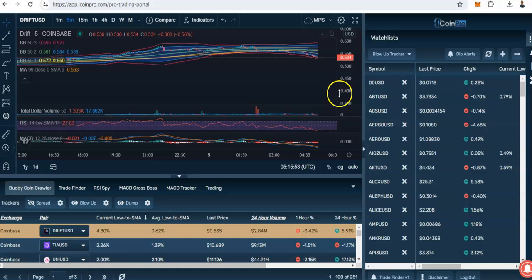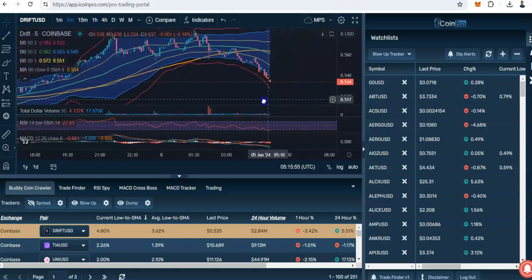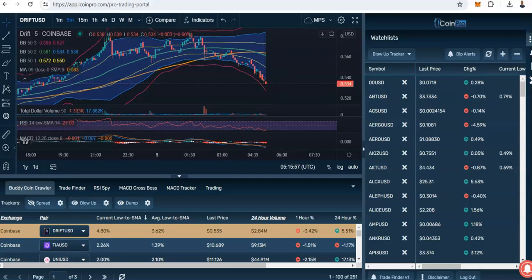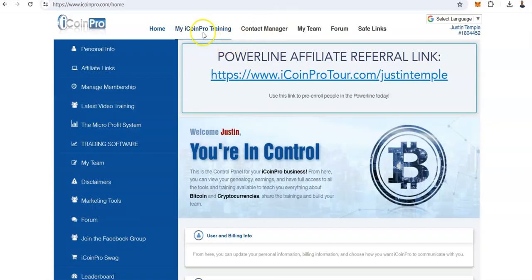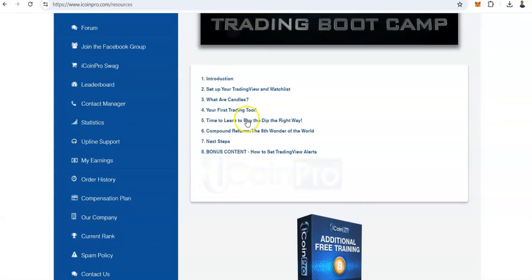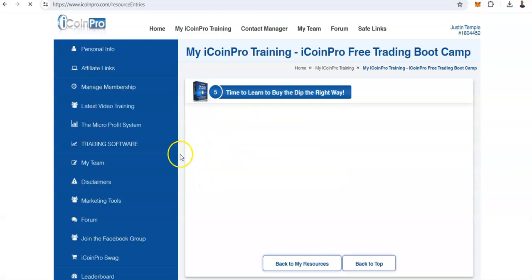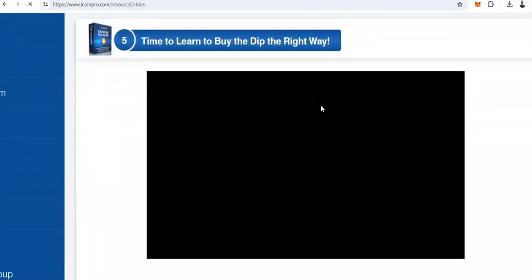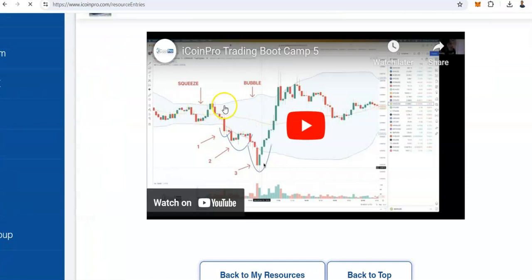So right here we can see that this coin's starting to dip down right here. Okay, it's got like a 1 dip, 2 dip. And what we want to do is focus on finding what we were taught in the boot camp. So in the boot camp, we go right here, click on number 5, and right here we can see that we're looking for this structure right here. The squeeze, the bubble on the Bollinger Bands, and then the market dips outside the Bollinger Bands, goes back in, dips outside, goes back in, dips outside the Bollinger Bands, and then there's our trade, right? So that's what we're looking for.